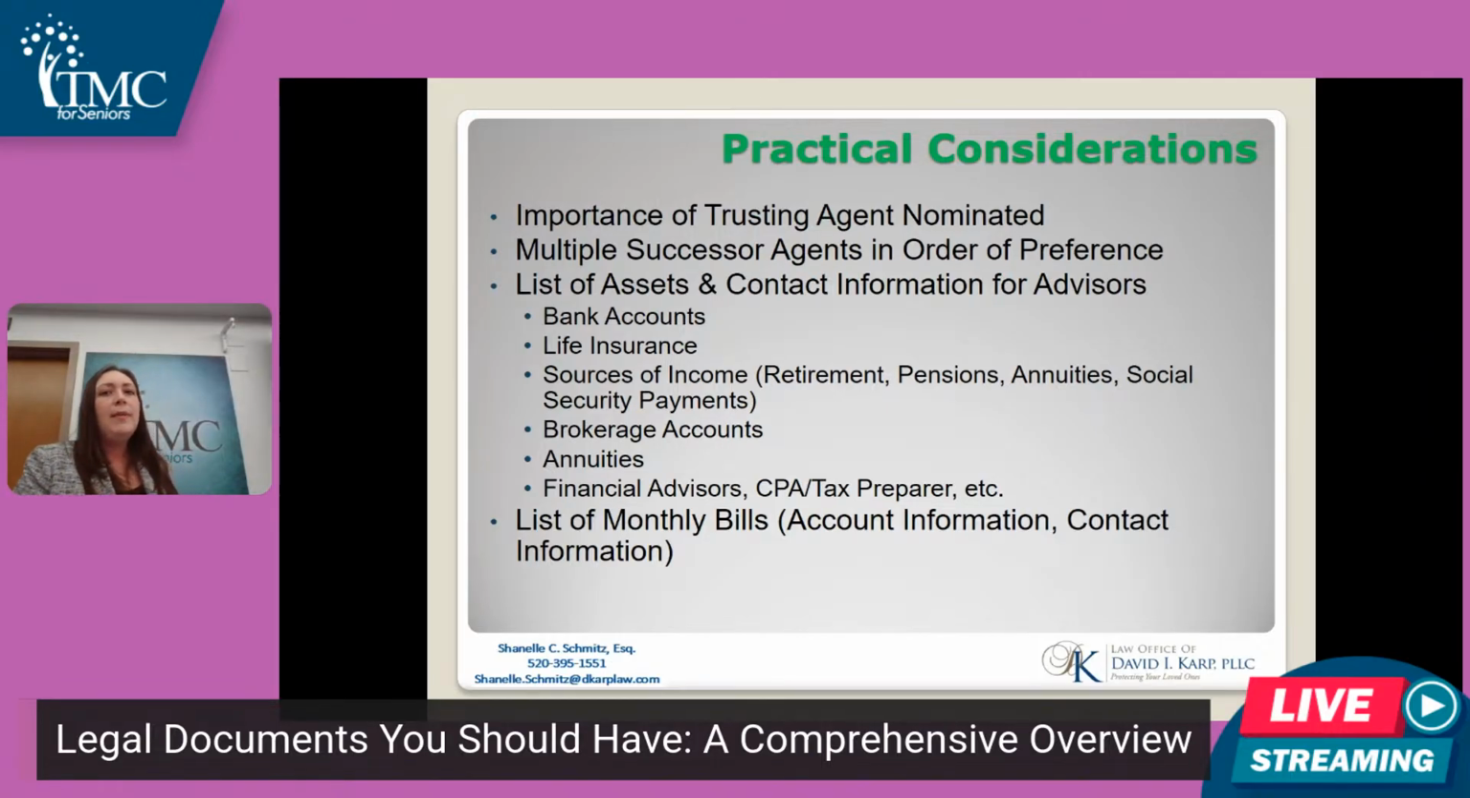So the other important thing for your agent is to have a list of assets and contact information for any advisors or professionals who you work with. So let's say you have a financial advisor. Definitely want to have that information readily available for your power of attorney. That way, if they do have to step in and manage your assets, it's easier for them to gain control and to know where to go.